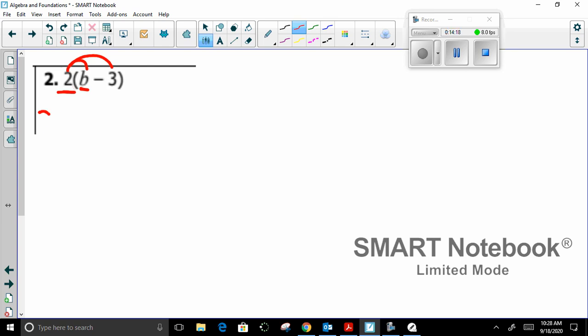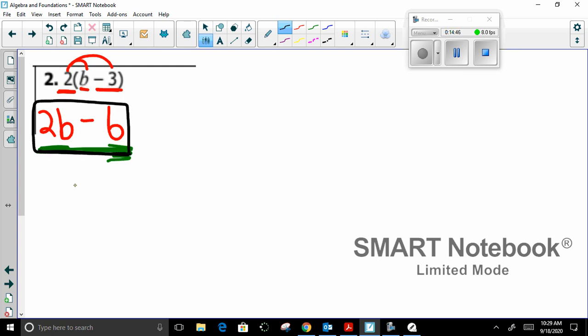2 times b is 2b. Now 2 goes to this minus 3. 2 times negative 3 is negative 6. Now look what you're left with. You have 2b minus 6. Can you subtract them? Remember, b's go with b's, and plain numbers or constant numbers go with themselves. So you cannot go any further. You have fully simplified this problem.